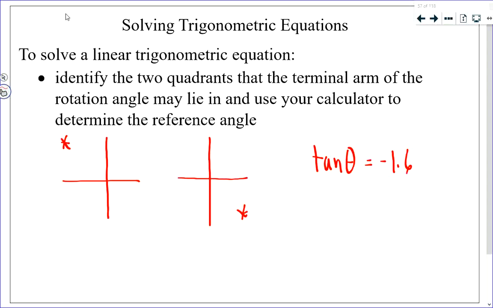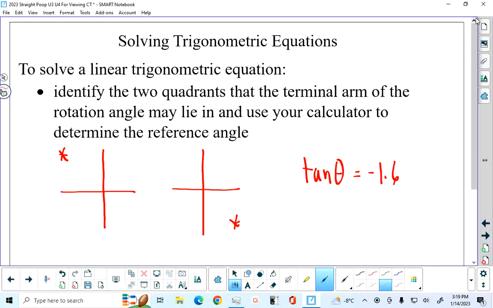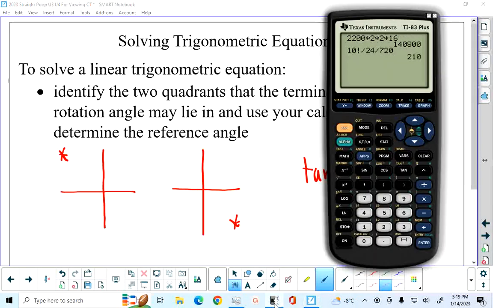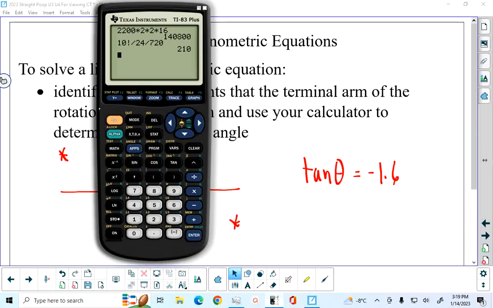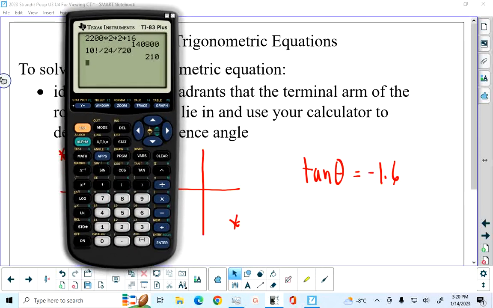I would use my calculator at this point in time. And let's just say that I wanted to do this work in radians. I wanted decimal answers in radians. So then what I would do is take the inverse tangent of 1.6. Remember, we teach you this at WCHS all the way back in grade 10. When you find angles on your calculator, you never put negatives in for the argument of the inverse. So we just use 1.6. And what we're getting is 1.01 radians.